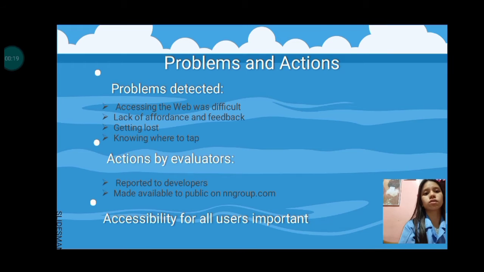Problems and actions. Problems detected: accessing the web was difficult, lack of affordance and feedback, getting lost, and lastly, knowing where to tap.